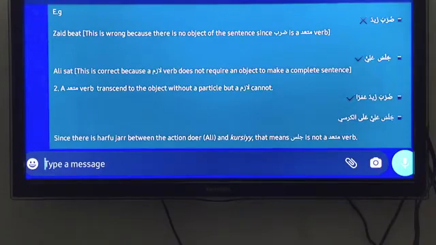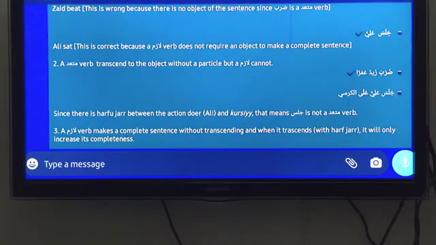But unlike a lazim verb, meaning an intransitive verb, for us to see a receiver of an action coming after the fa'il, there has to be a particle in between them. I hope you get. So an example is Jalasa Aliyun. We said it is complete, but now let's say we want to say what was sat upon. So you see Jalasa Aliyun Ala al-Kursiji. We have to put Ala, a particle in between them, because Jalasa is a lazim verb. Since there is a harf jar between the action doer and the kursi, that means Jalasa is not a muta'addi verb, rather it is a lazim verb, meaning it is intransitive.